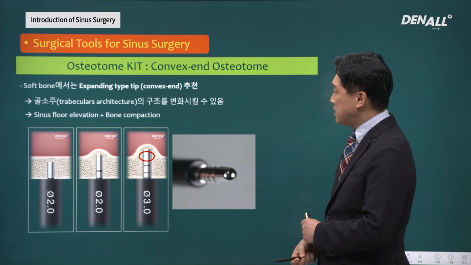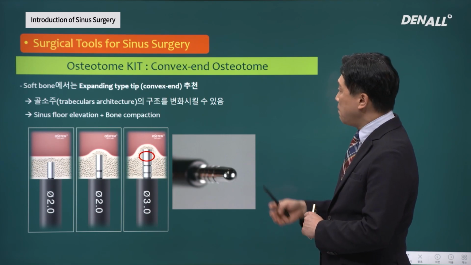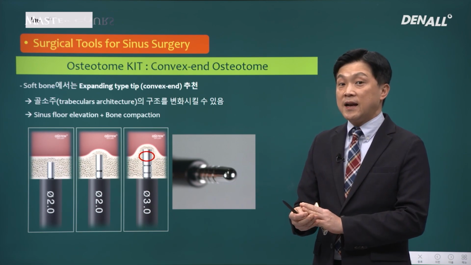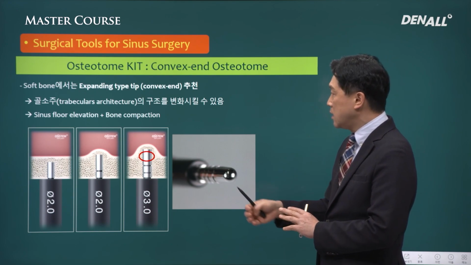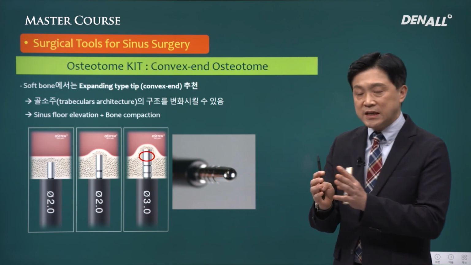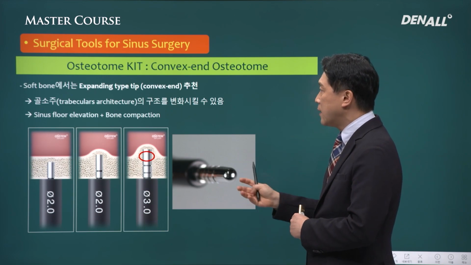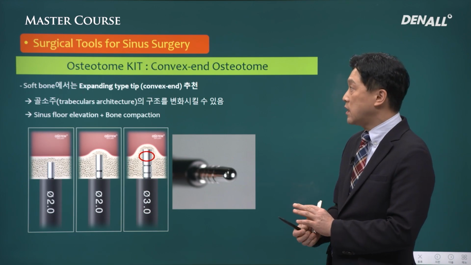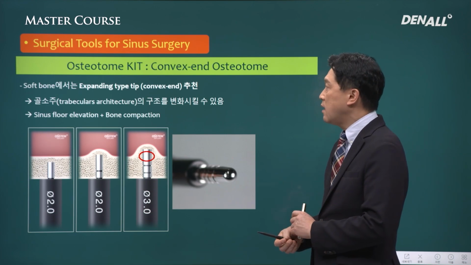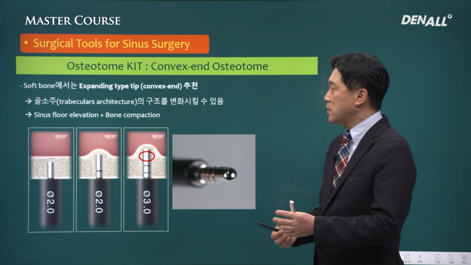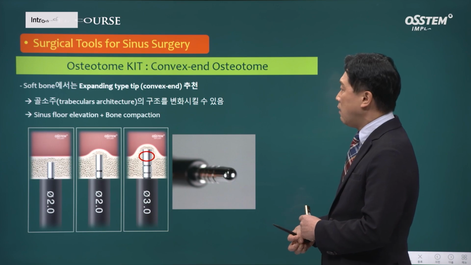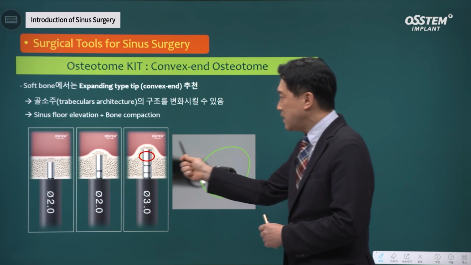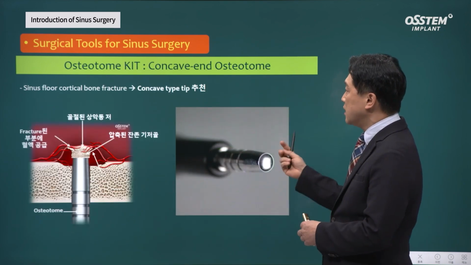In the case of convex end osteotome, this is not used to fracture the sinus floor. As shown, expansion is done or compaction is done using this. By doing compaction in soft bone, we can get better primary stability. This will be addressed a little while later. In the case of convex osteotome, this is used for expansion. It does not penetrate the sinus floor.